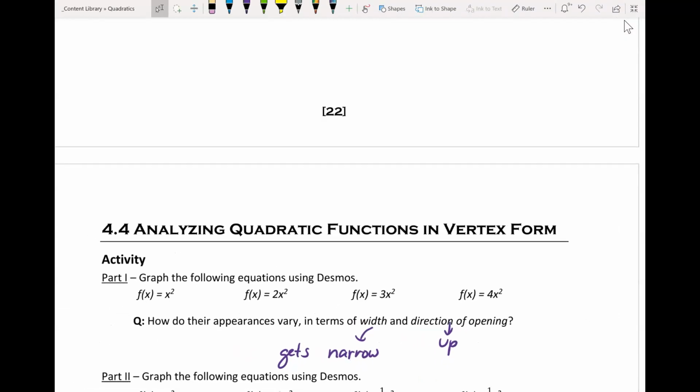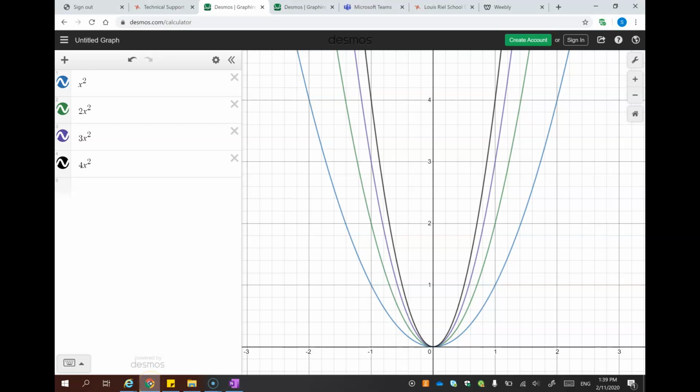Welcome to the next video, and we're going to analyze quadratic functions in vertex form today. So I want you to graph the following into Desmos. These four different graphs, graph them into Desmos, and then we're going to compare to see what they look like. So I've done that here already.